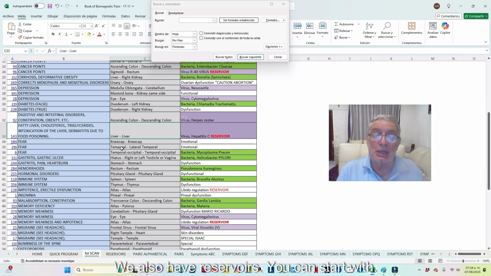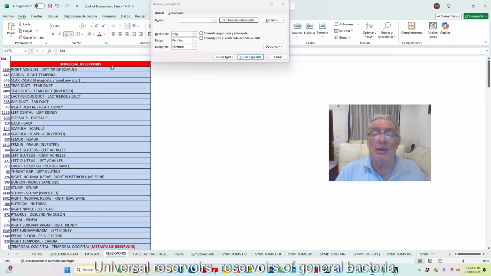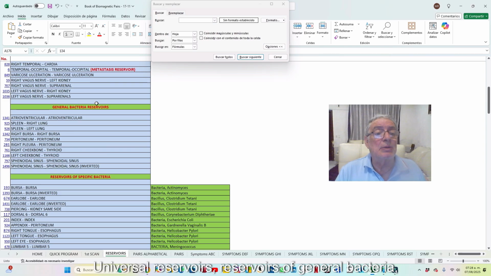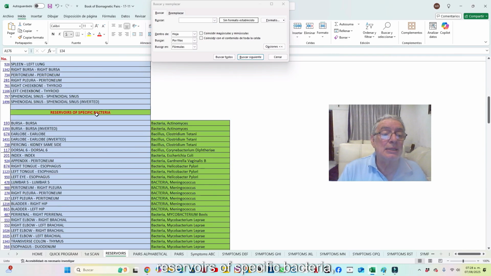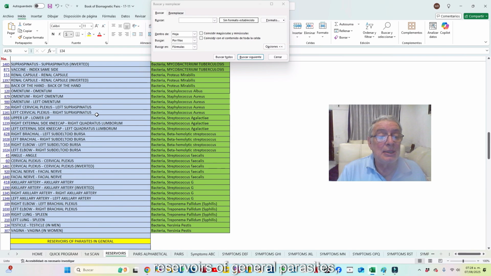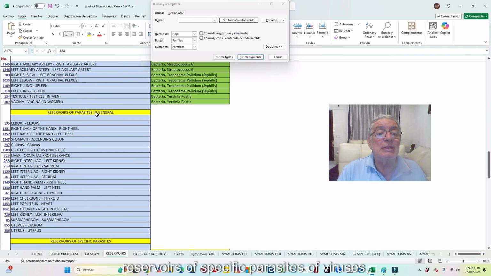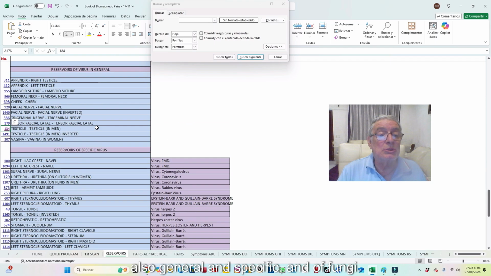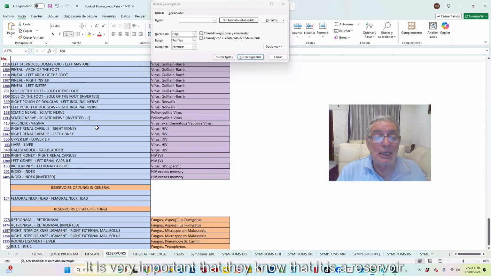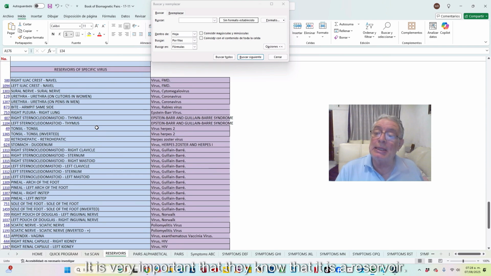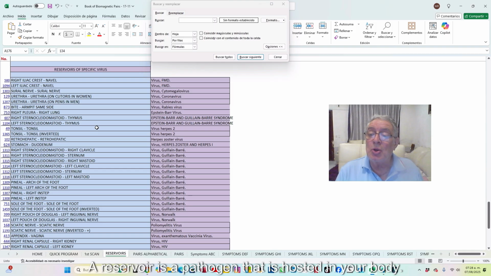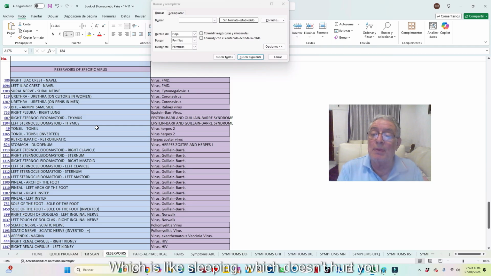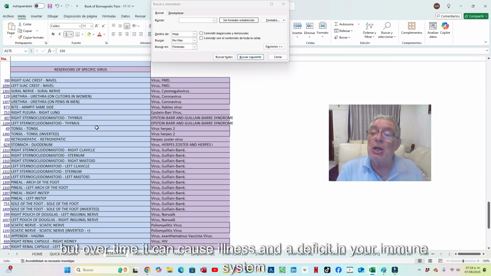We also have reservoirs. You can start with universal reservoirs, reservoirs of general bacteria, reservoirs of specific bacteria, reservoirs of general parasites, reservoirs of specific parasites, of viruses, also general and specific, and of fungi. It is very important that you know what a reservoir is. A reservoir is a pathogen that is hosted in your body, which is like sleeping, which doesn't hurt you, but over time it can cause illness and a deficit in your immune system.